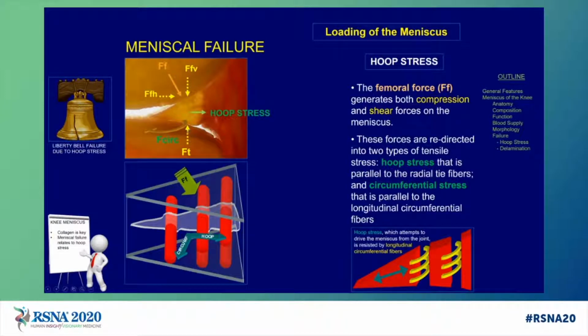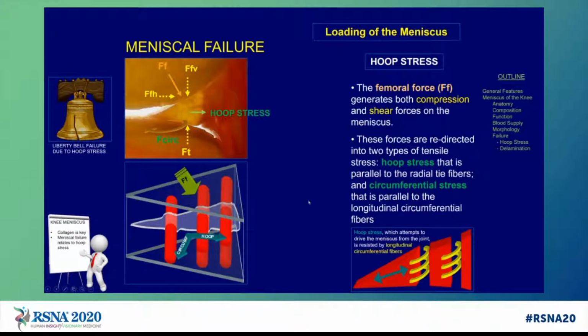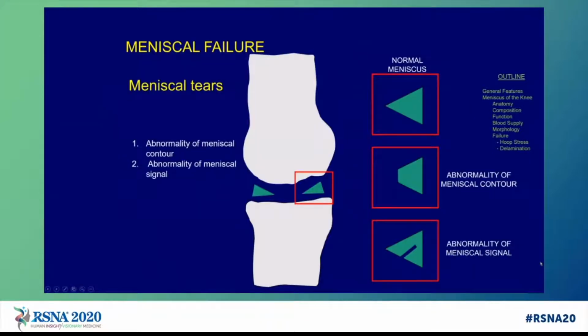The vertical component is in fact resisted by a vertical component of the tibia, but the horizontal component is not resisted by what's in the tibia, and that relates to hoop stress or produces hoop stress. Hoop stress tends to drive the meniscus from the joint, shown in the bottom right. Resisting that are those longitudinal circumferential collagen fibers located in the periphery of the meniscus.